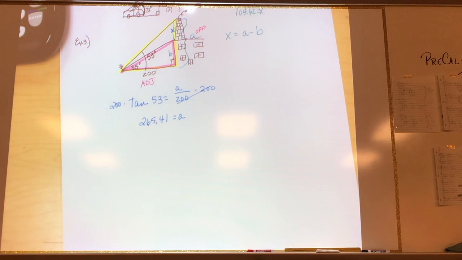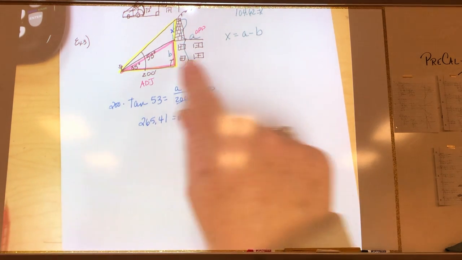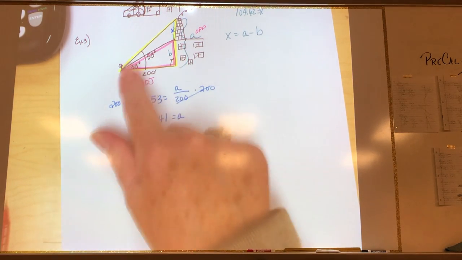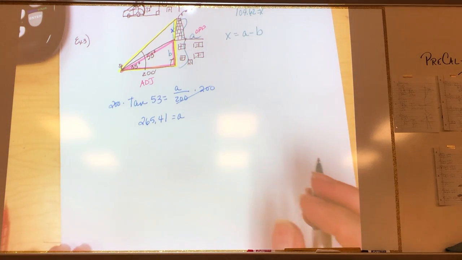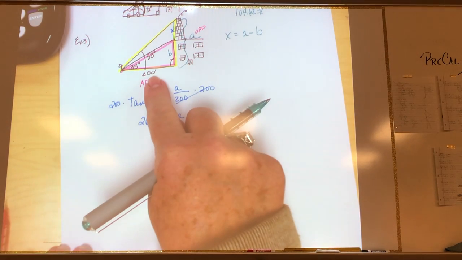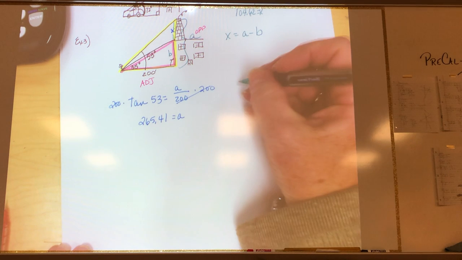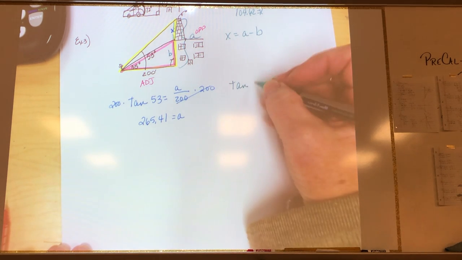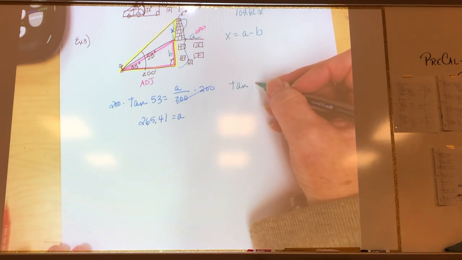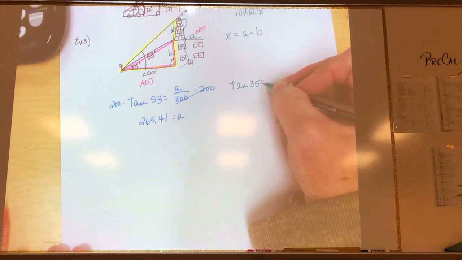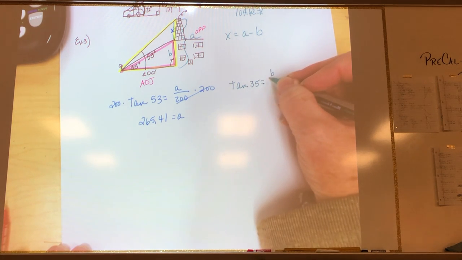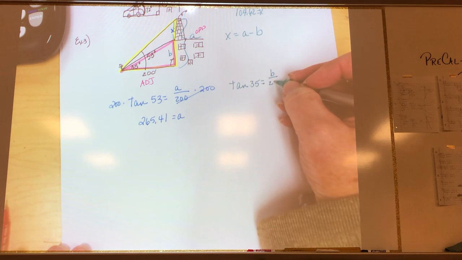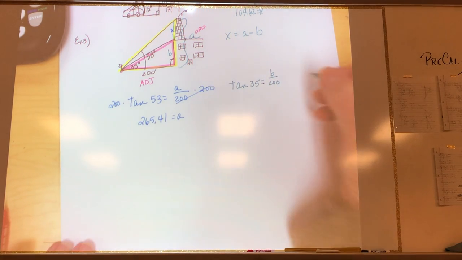All right, now we've got A. What do we need to find? B. So let's find B. B's dealing with the small pink triangle, right? Am I still opposite and adjacent? Yes, so I'm still doing tangent. So the tangent, this time it's 35, is equal to opposite B over adjacent 200. Let me just do the same thing.